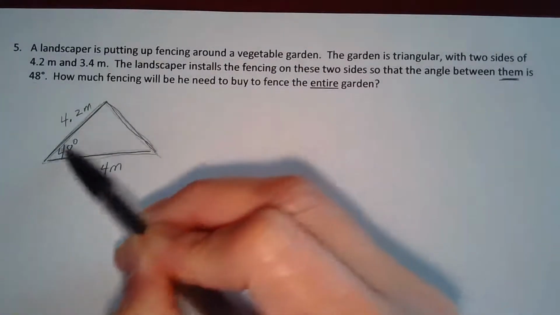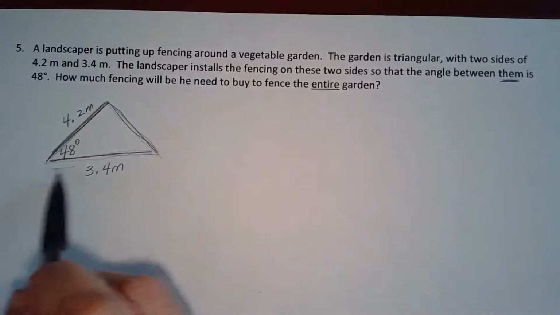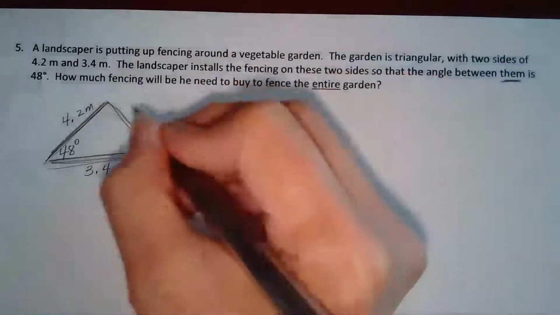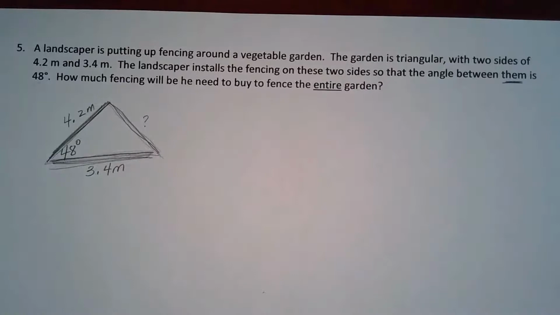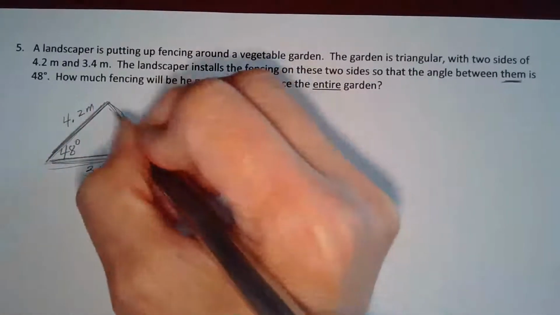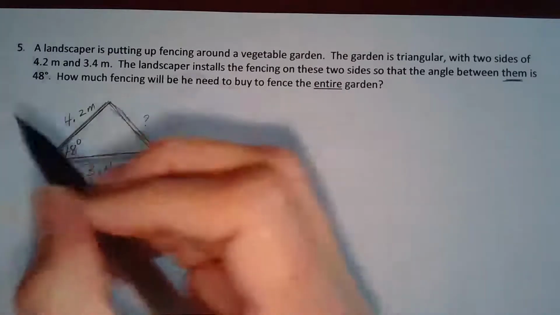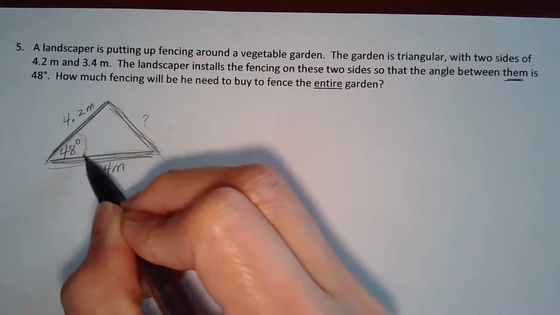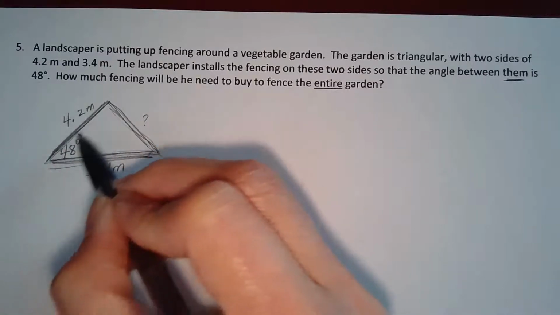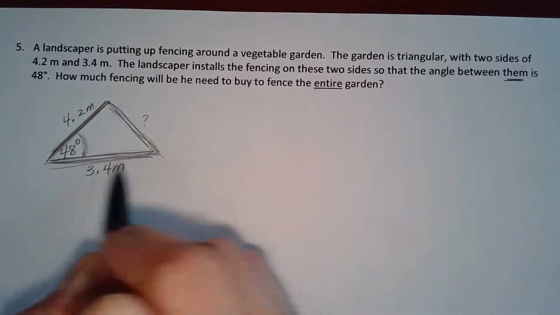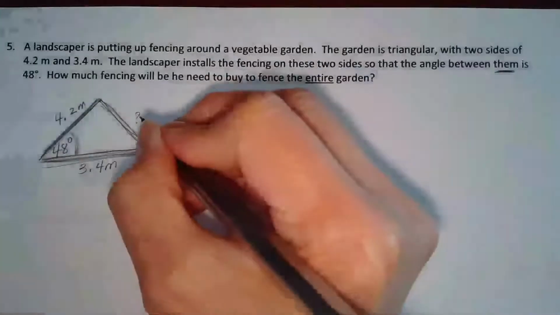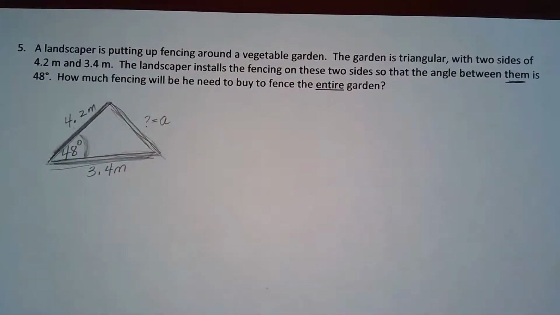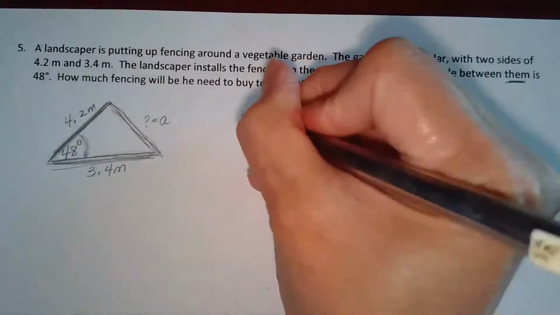So he knows that this is 4.2 meters. He knows that this is 3.4 meters. So that's how much fence you need for that side. We don't know what that is. So how much fencing do I need for this one? Okay, so I can see there's a sandwich again. The given angle is sandwiched, sitting in between the two given sides. So we're looking for this side here. We can call it A, okay, or we can call it X. It doesn't matter. So I call it A.